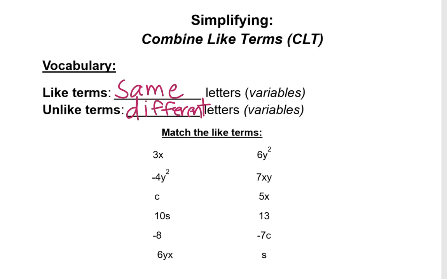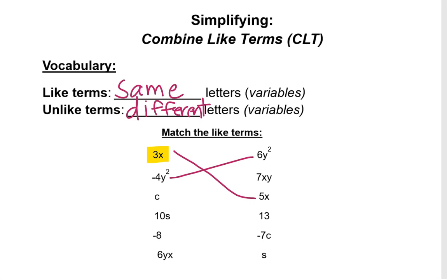On the left side, my first term is a 3x. I need to match it with its like term on the right side, which all that means is I'm looking for the term that also has an x. And in this case, I see that it matches with 5x. My next term is negative 4y squared. That only combines with terms that have y squared. I'm not looking for y, I'm looking for y squared. So negative 4y squared matches with 6y squared.